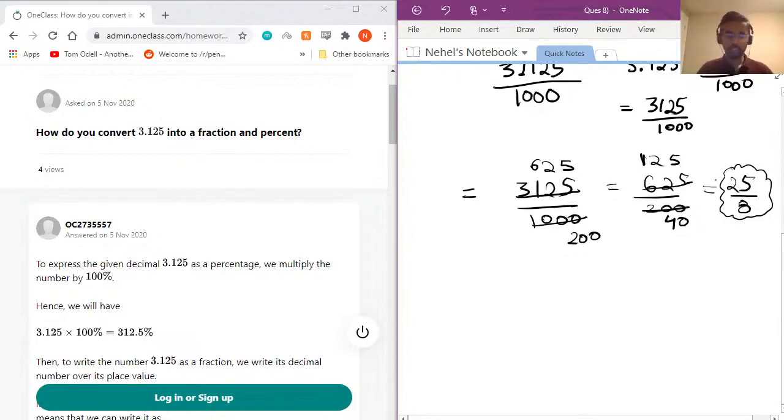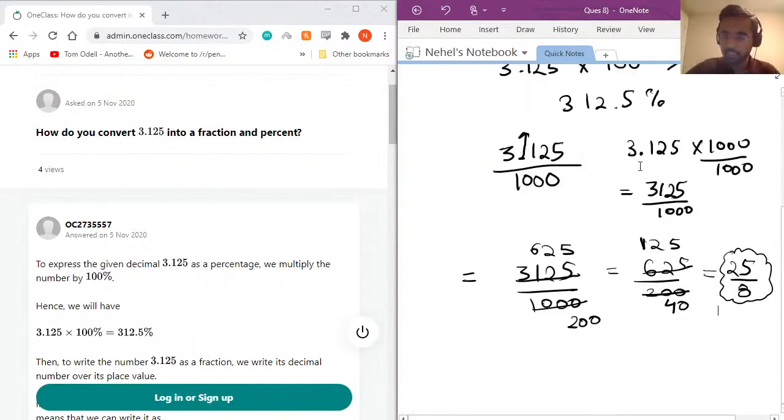So for percentages, you multiply it by 100, and the final answer is your percent. And then for fractions, for decimals, just get rid of the decimal point and divide that number by 1 followed by that many zeros, so that many hundreds or tens or thousands, as there are digits behind the decimal, and then just keep dividing till you get the fraction in the simplest form.